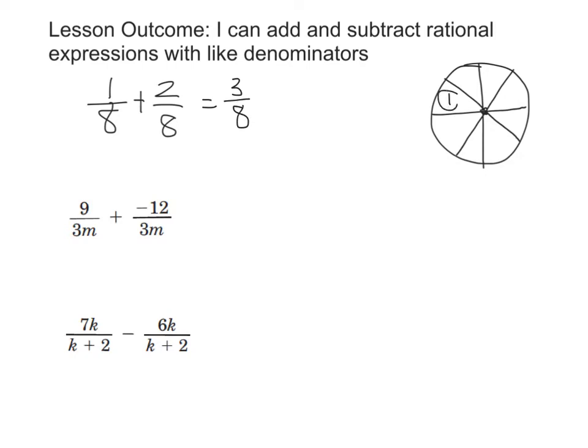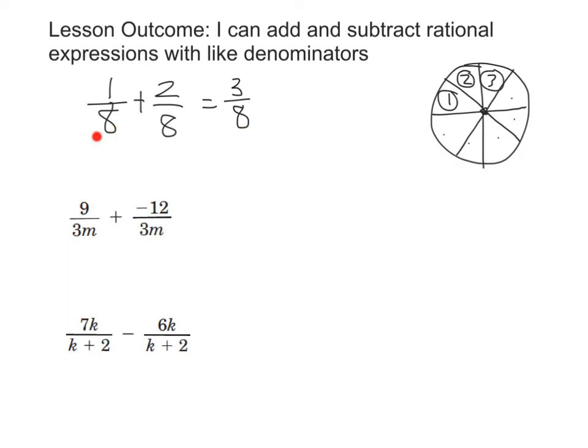So I first ate this one, and then I ate another one, and then I ate another one, and there's the other ones that I didn't eat, but there's 3 out of 8 that I ate. Notice what we did with these fractions. When we're adding fractions, we added the numerators and we got 3, but notice we left the denominator of 8.